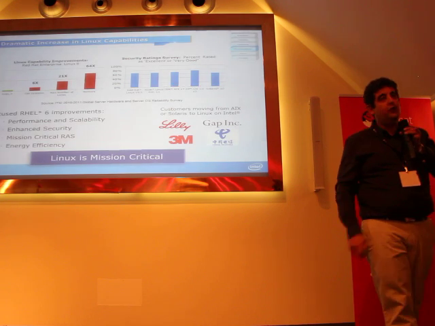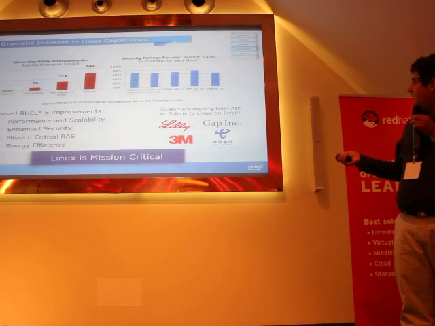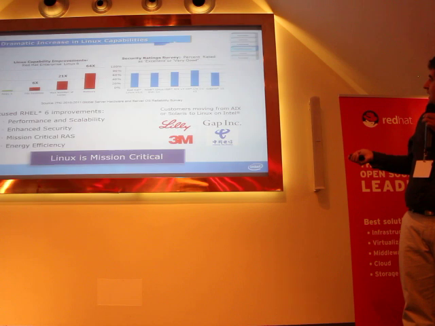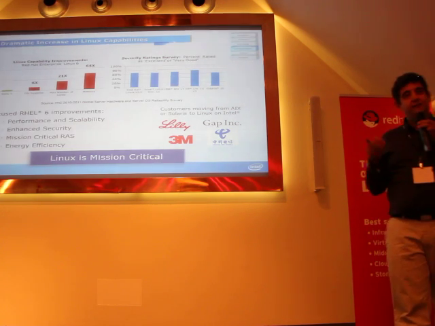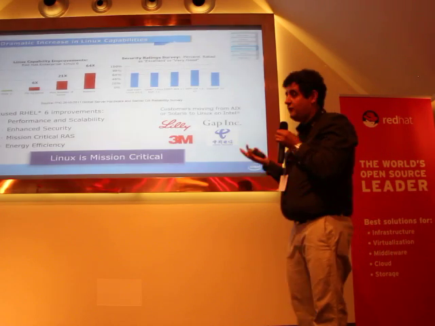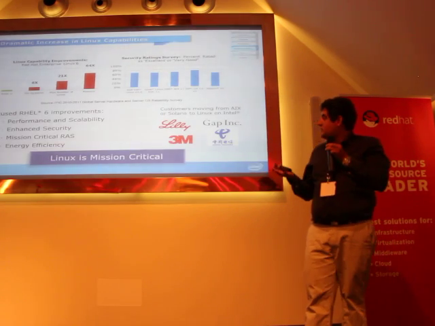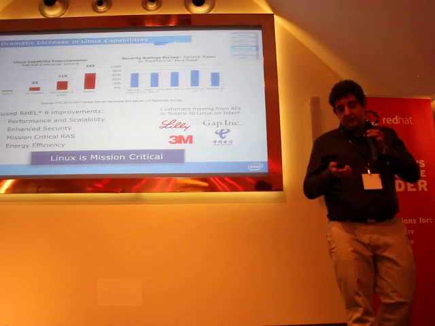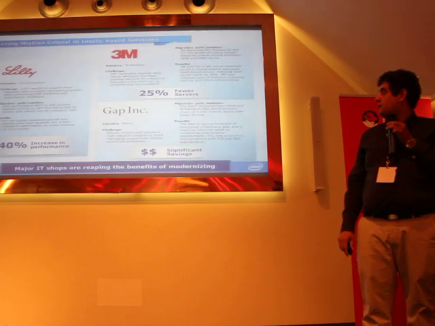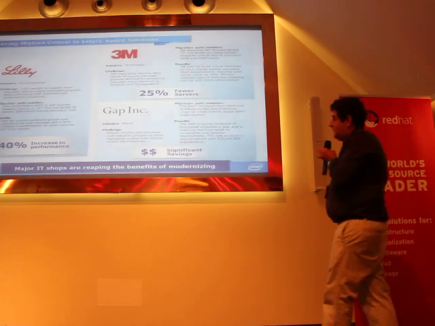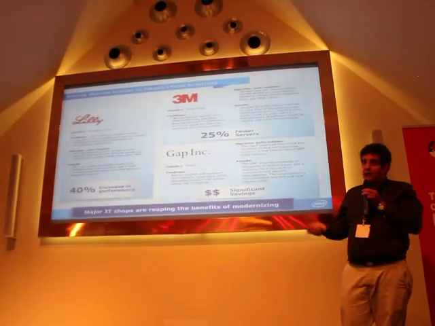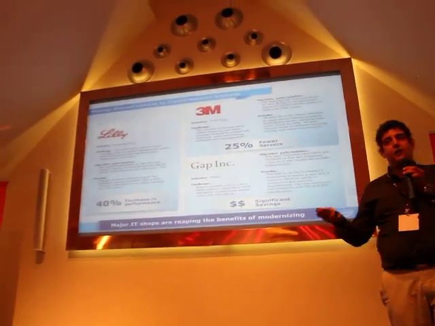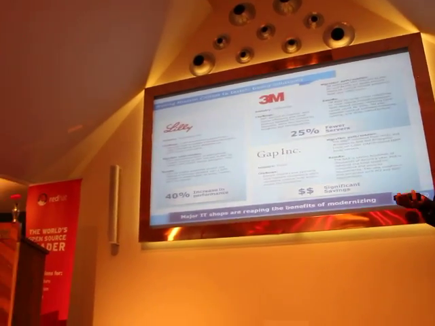I have a few of them here, companies like Lilly, which is an American company, 3M, Gap, the clothing company, and China Telecom. They all saw that and implemented the system using mission critical architecture and Red Hat Enterprise 6, and made some interesting innovations. Here you see the different innovations they made. For instance, Lilly, the pharmaceutical company, got a 40% increase in performance by going from proprietary Unix to the x86 architecture.